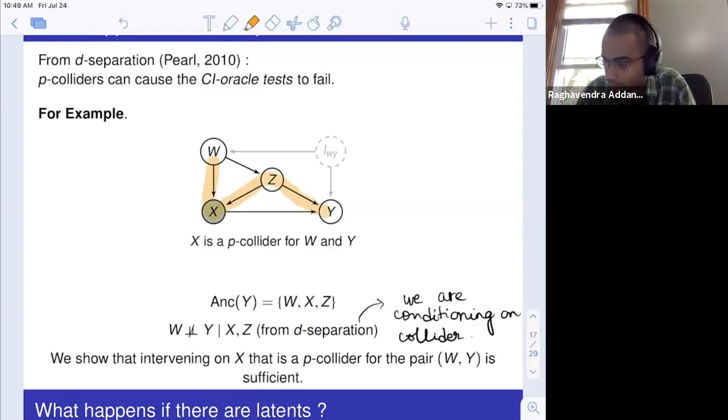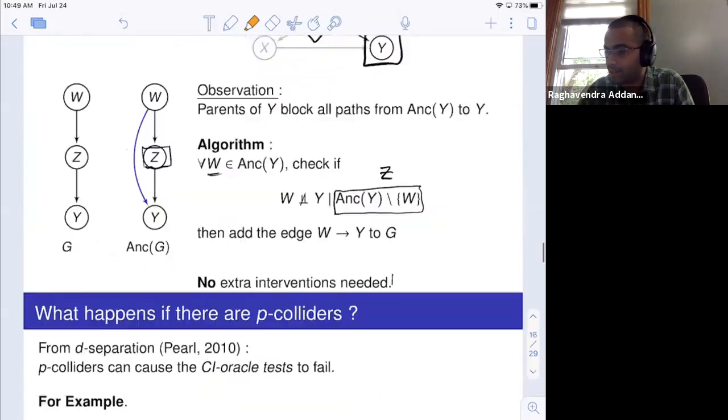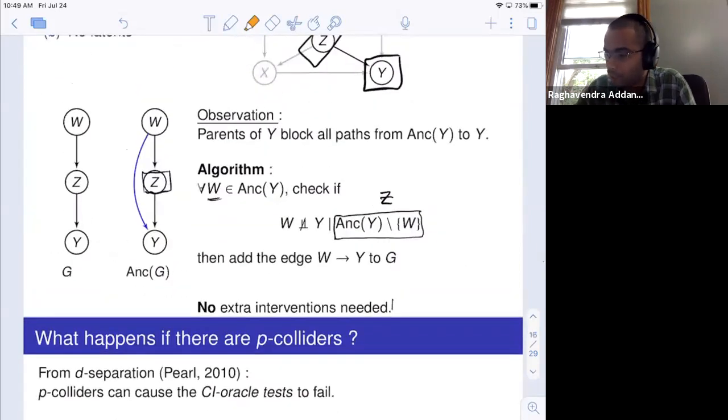It's a collider, and it has a direct path to Y. But because we are conditioning on this set X, this path is not blocked. We do not know a priori which of them are parents and which of them are ancestors. So here the observation says that we have to condition on everything other than the variable which we are testing it on. So all the ancestors of Y.